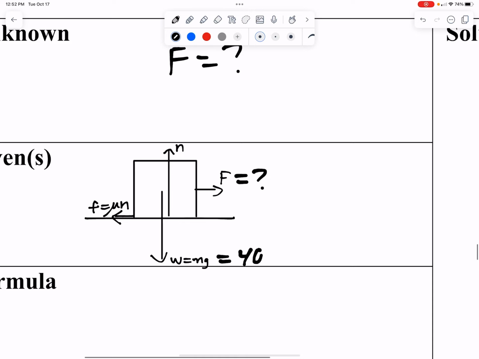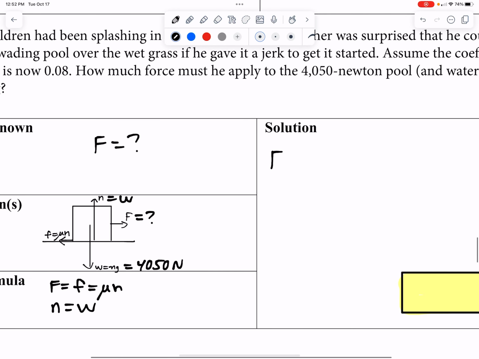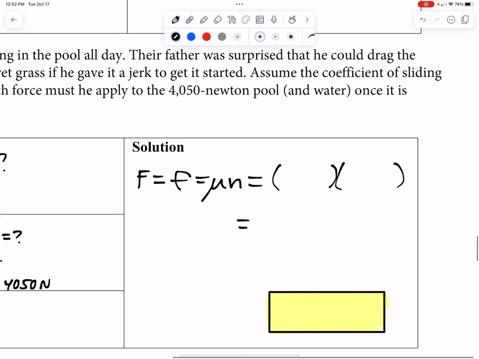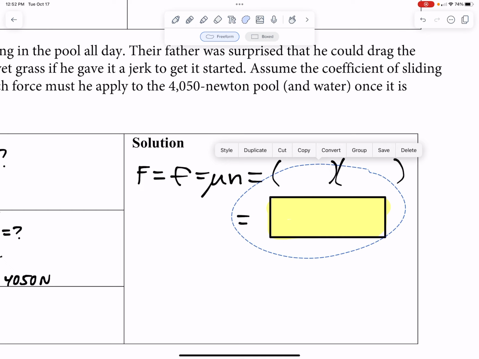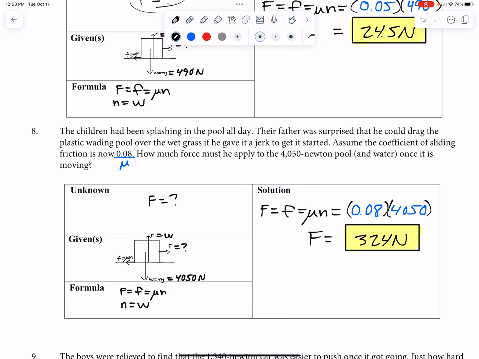Again, the wading pool weighs 4,050 newtons, which is the same as your normal force. And again, applied force balances friction. So we're looking for force, which is the same as friction, which is equal to mu times normal force. Mu in this situation is 0.08. And the normal force is the same as the weight, which is 4,050 newtons. Multiplying those two, you should get about 324 newtons as the amount of force that the father applied on the pool.